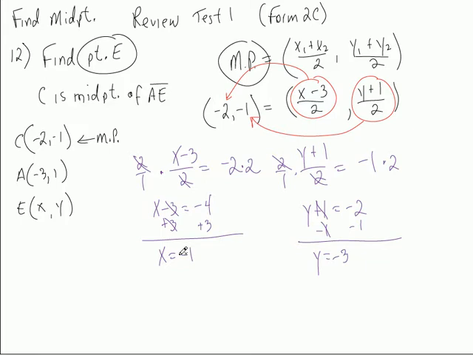So what did we just do? We found x and we found y. What did they ask you to do? Find point E. Guess what this is? This is actually point E. That's our x and that's our y. Do you see it? So we write our answer as an ordered pair. -1, -3, and that's my answer right there.